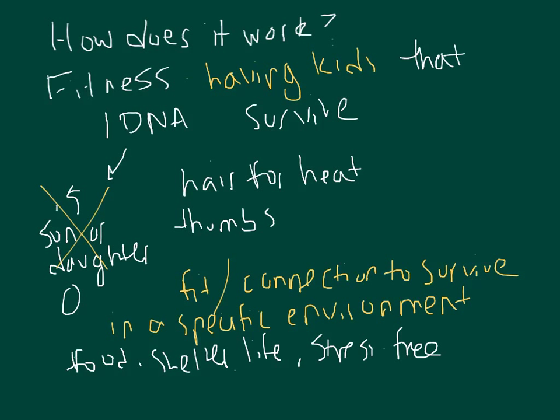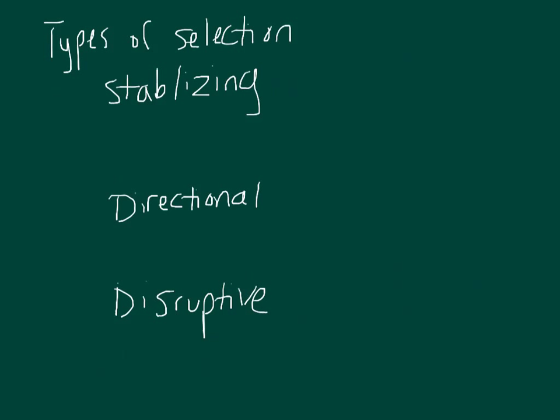and also have offspring. So within selection, we have three main types of selection. Stabilizing selection, so we keep things the same. So if we had two phenotypes, for example, the brown mice, there's brown and white.